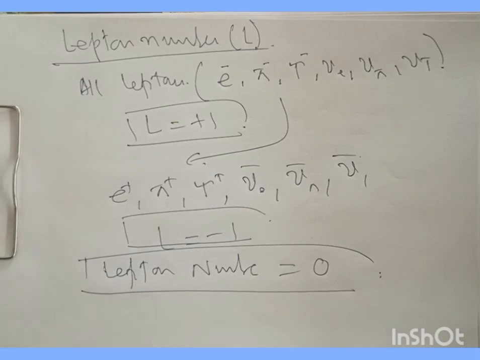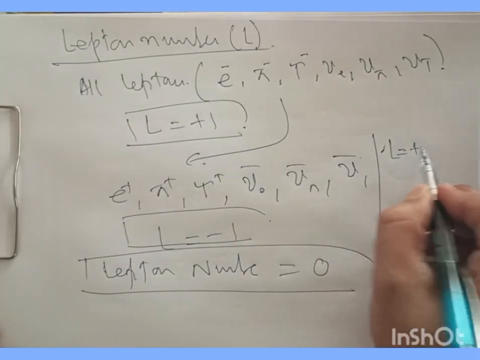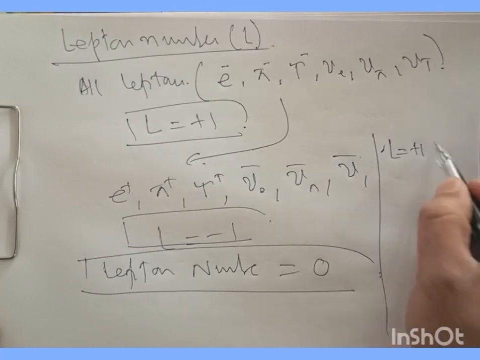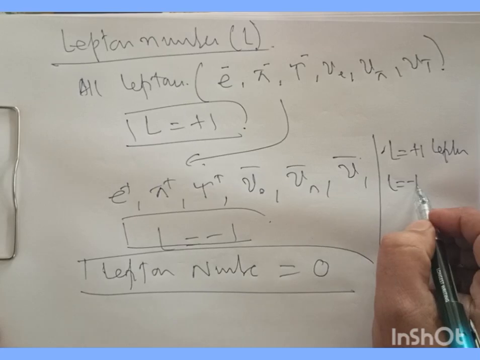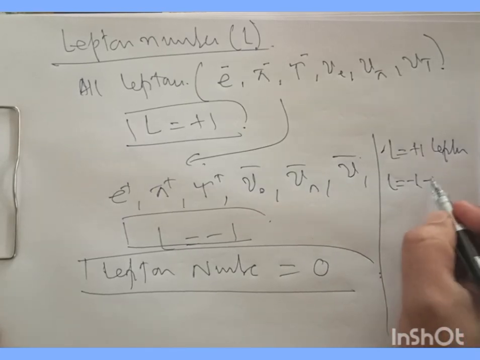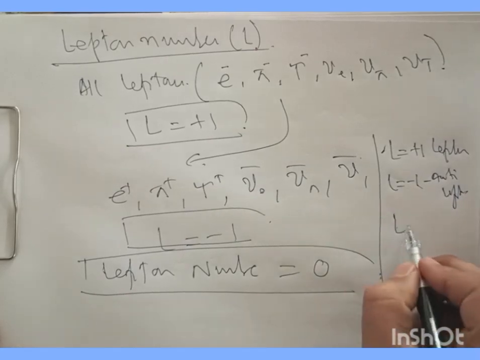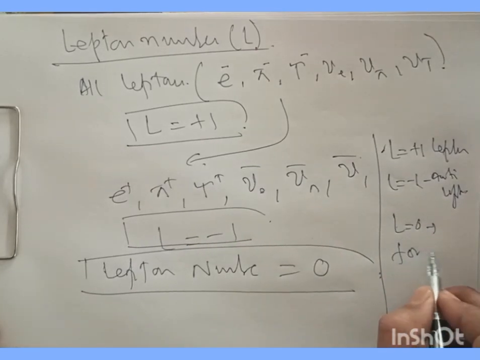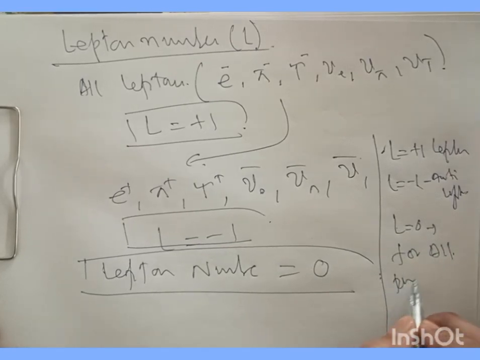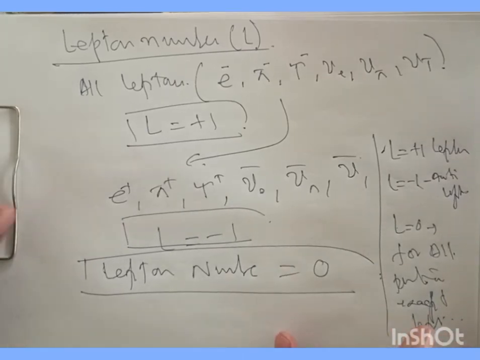So I should like to summarize it. L is +1 for leptons. And L is -1 for antileptons. And L is 0 for all particles except leptons. So this is our lepton number.